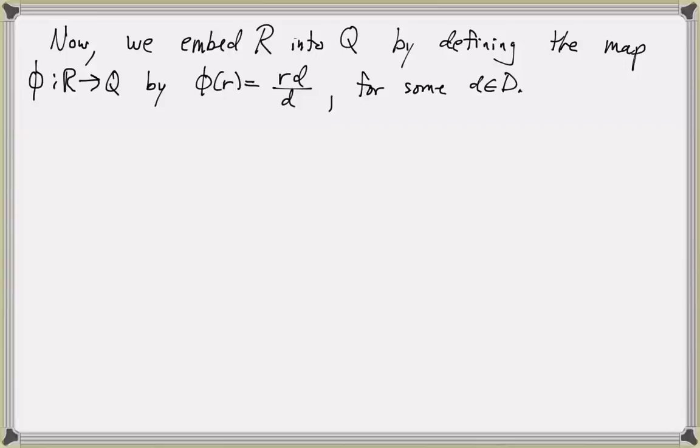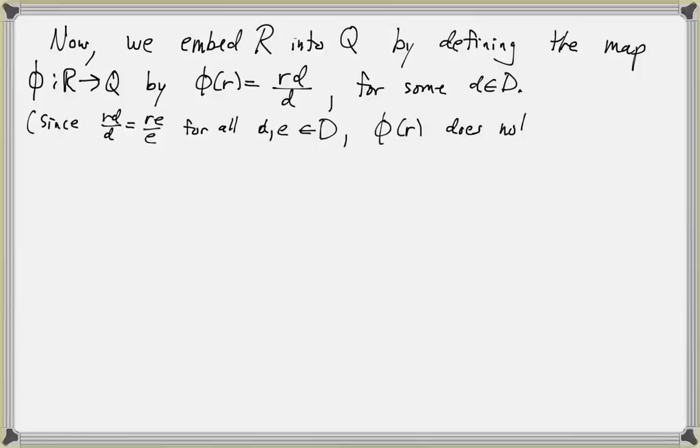Now the value of phi of r is independent of the choice of little d, since rd over d equals re over e for all d and e in the set D. So we see that phi of r does not depend on the choice of little d.